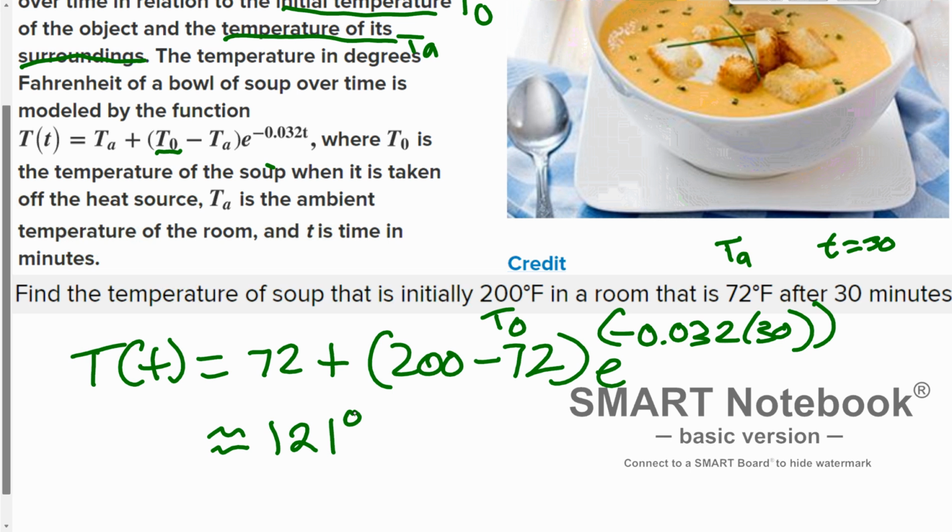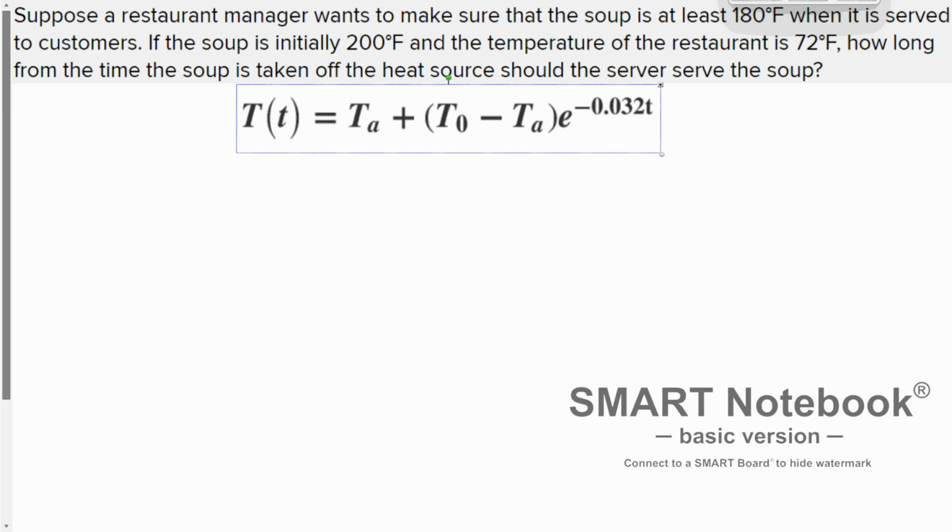So what do you want your temperature of soup to be? Here's a different question. What if we want the soup to be at least 180 degrees Fahrenheit? We want our soup to be warm, we want to feel good eating soup. So we want the temperature at the end to be at least 180, so it can be 180, or it could be bigger than that, because we want at least 180, but it could be more.